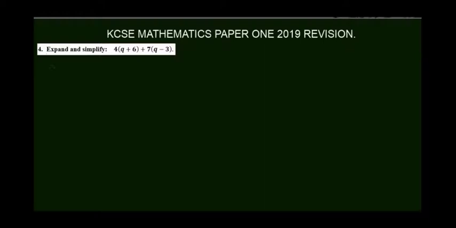So in number 4 we are to expand and simplify 4 into q plus 6 plus 7 into q minus 3.